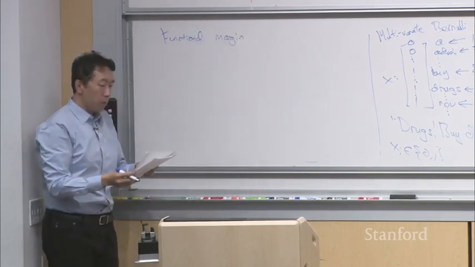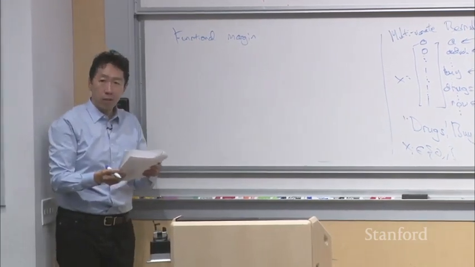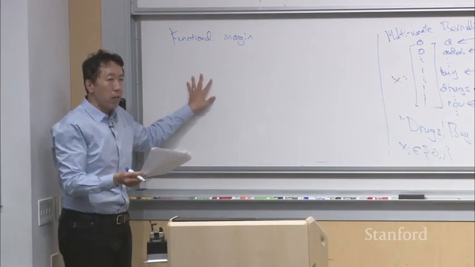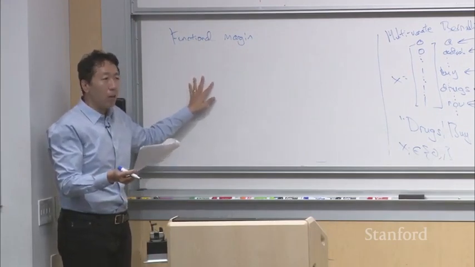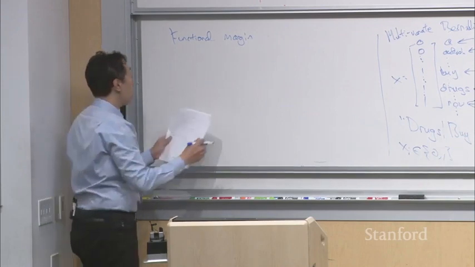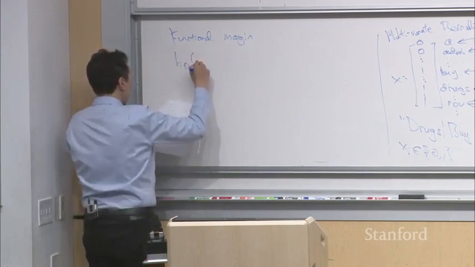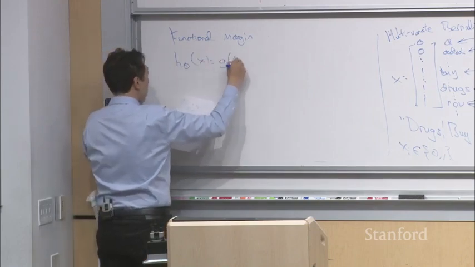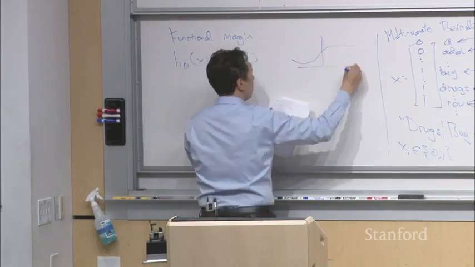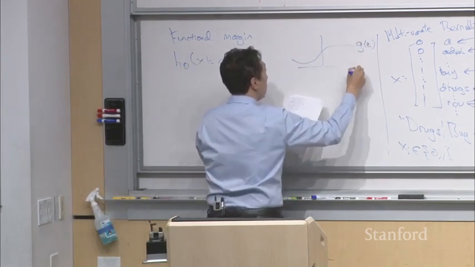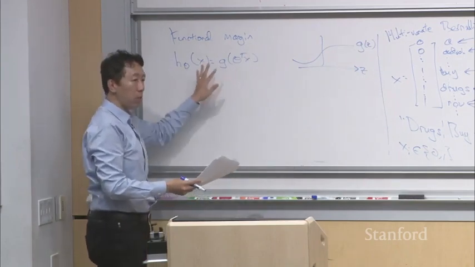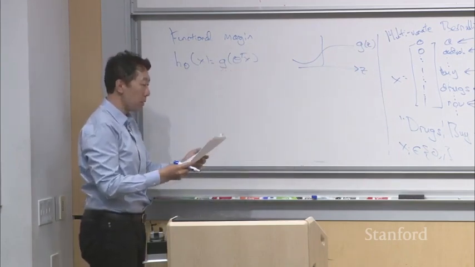So first, let me define the functional margin, which is informally, how confidently and accurately you classify an example. So here's what I mean. We're going to go to binary classification, and we're going to use logistic regression. So let's start by motivating this with logistic regression. This is a logistic classifier, h of theta equals the logistic function applied to theta transpose x.